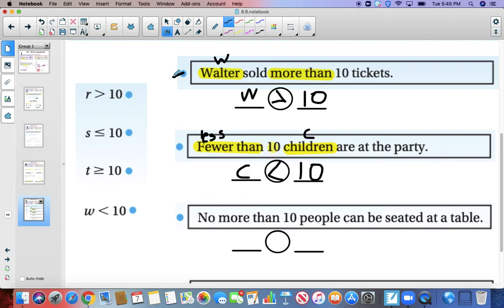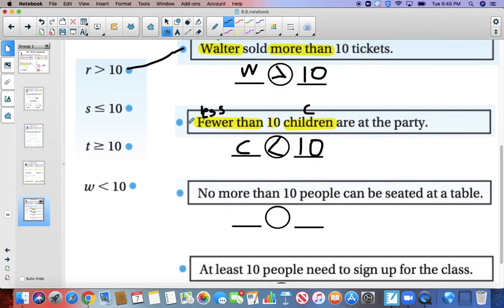Walter sold more than 10 tickets. This is the guy that matches. Sorry, I saw the W, like my W. Your variables might change, but if you notice, I'm looking for the inequality that matches. So this is R, sure, matches here. Okay, and then if we look over here, C is fewer than 10. I don't get to have 10, I have to have less than 10, right? That guy matches here. Perfect.